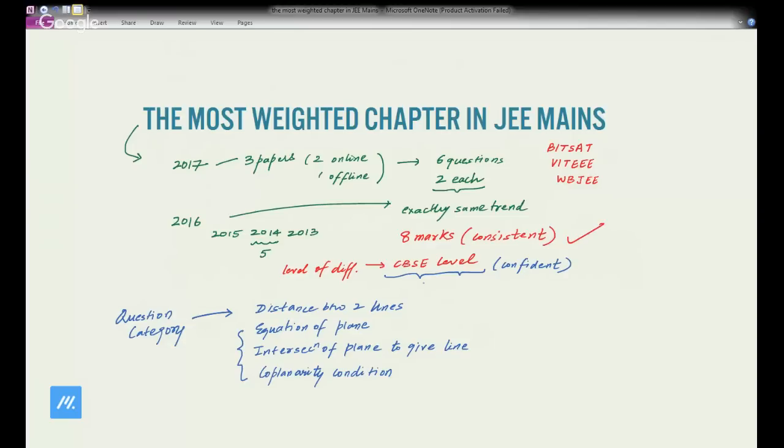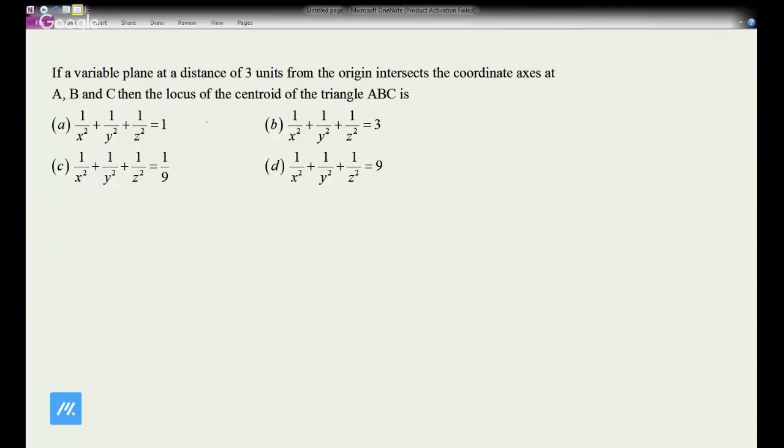I just hope that you guys have solved the sheet that was given to you. Let's start the session then. Okay. All right. So this is the first question that we have to do today. It came in 2017, online examination.